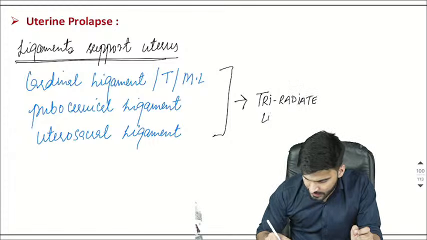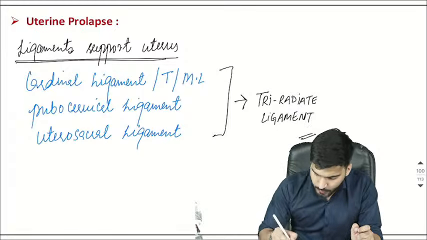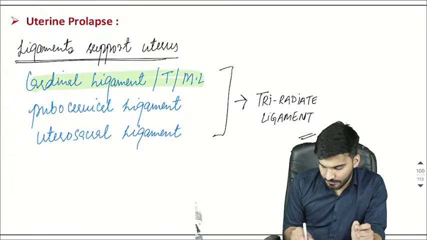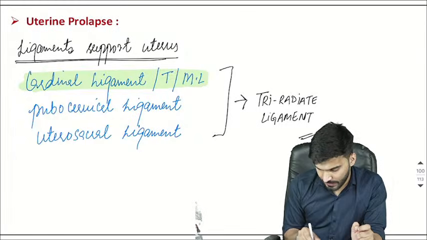They are called the triradiate ligament. And one of the best supports of the uterus, which ligament supports the uterus best? That is going to be the cardinal ligament, also called the transverse cervical or Mackenrodt's ligament.